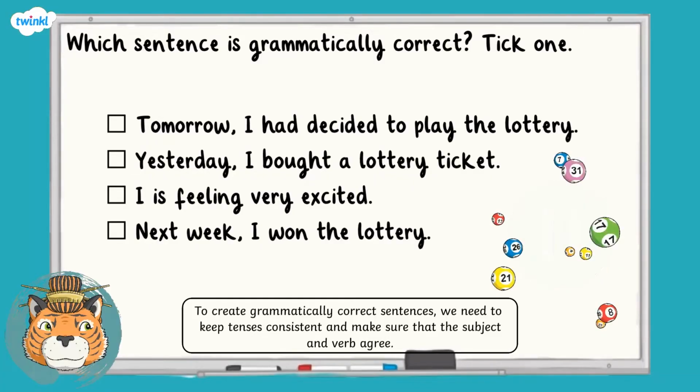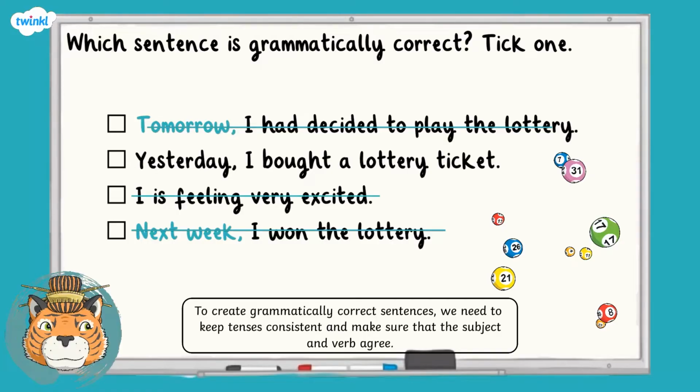The adverbial phrases are helpful in this question. Tomorrow and next week both suggest that the future tense should be used. The first sentence uses the past perfect and the fourth sentence used the simple past tense, so both of these are incorrect. In the third sentence, the subject and verb form do not match. Instead of I is feeling very excited, it should be I am feeling very excited.